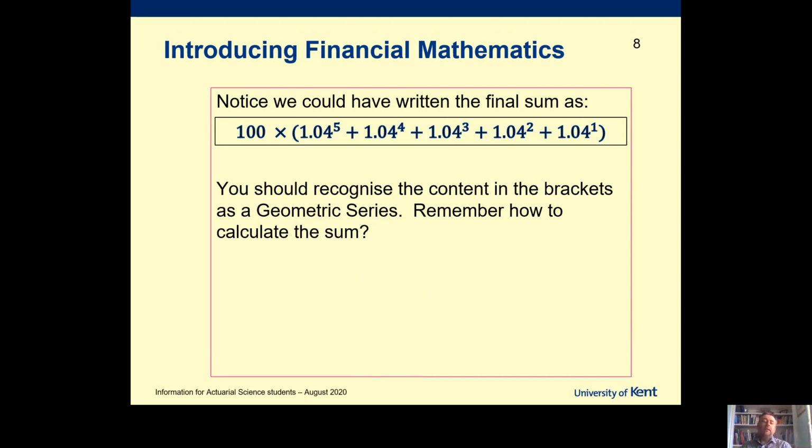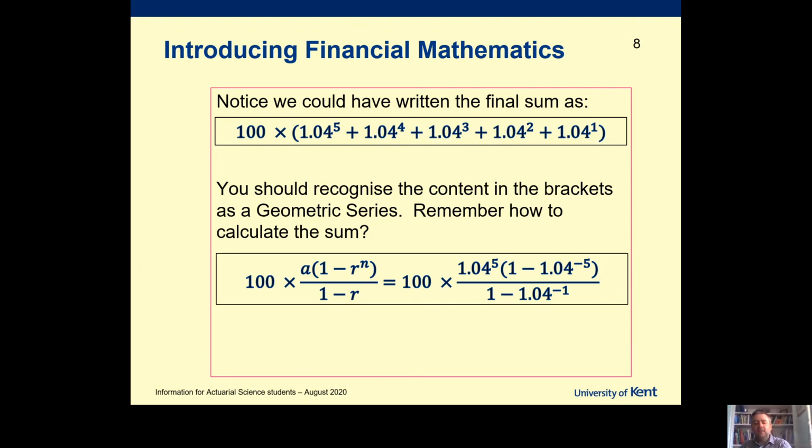And hopefully you remember how to calculate the sum of a geometric series. If not, look it up, and there are some links in the blog to remind you, to some material to remind you how to work with geometric series. So we have this formula to work out sums of geometric series of a(1 minus r to the power n) over 1 minus r. So a is the first term, so the 1.04 to the power 5.